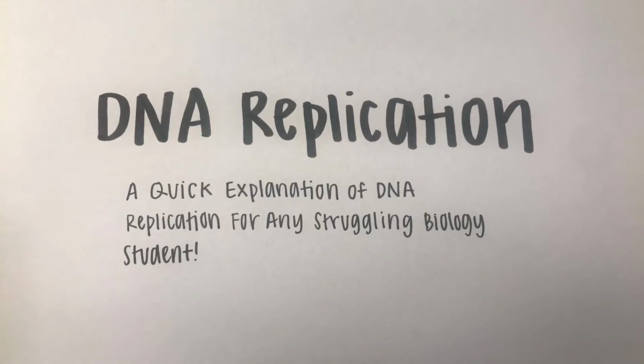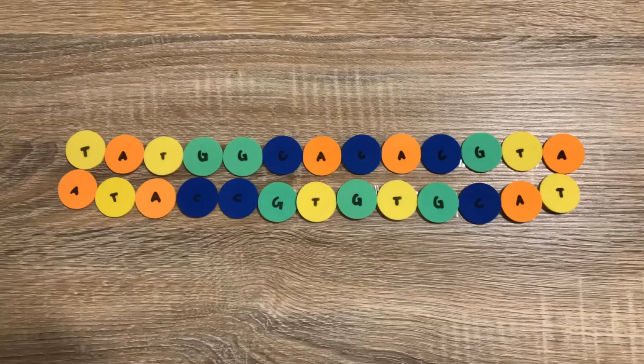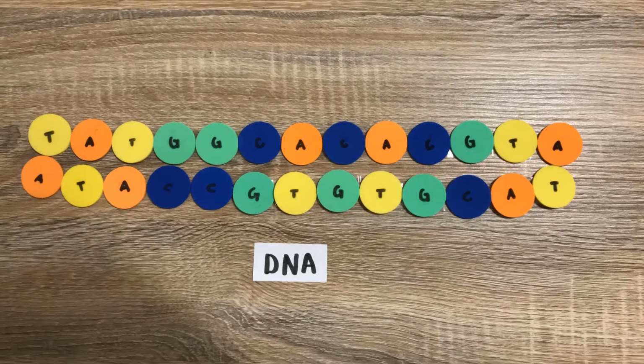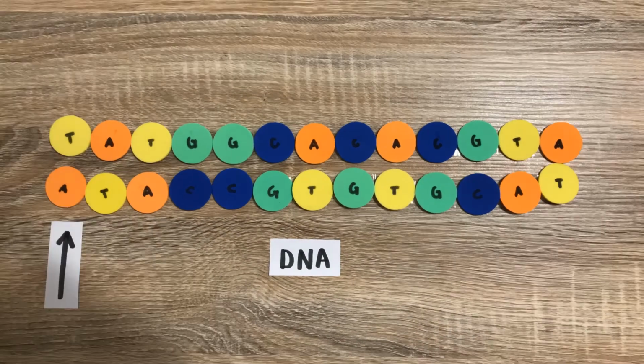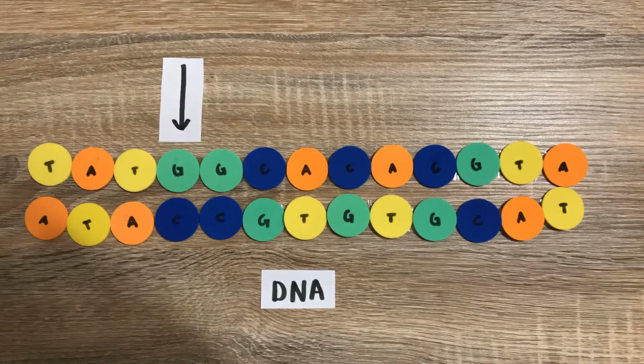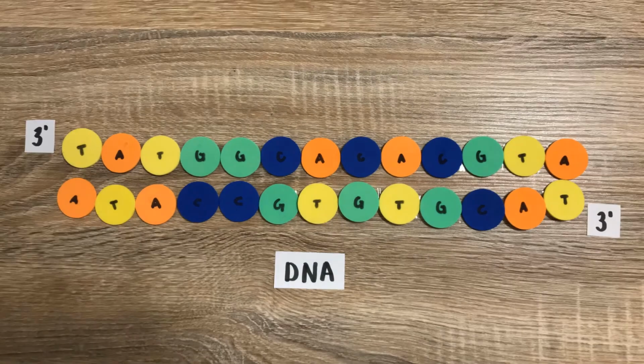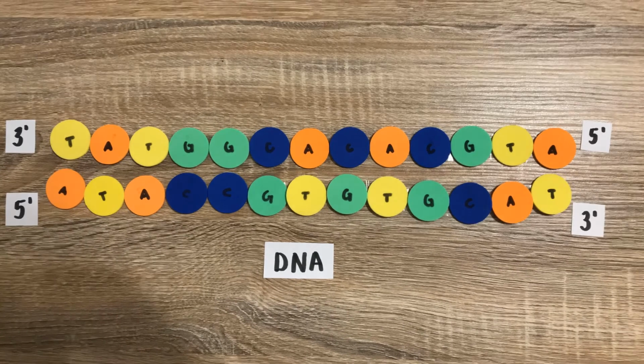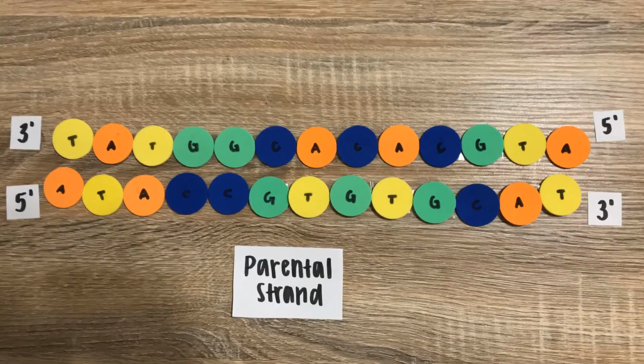DNA replication. So here we have a strand of DNA unreplicated. Notice that the nitrogenous bases are labeled and adhere to base pairing rules, adenine to thymine and guanine to cytosine. Here are the 3' and the 5' ends. Now this DNA will be the parental strand in the process of DNA replication.